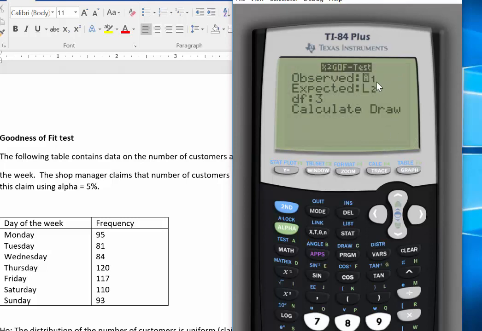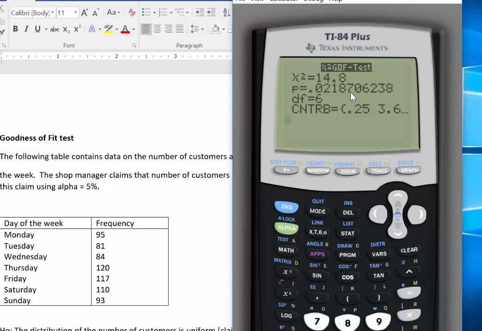Observed by default is in L1, expected in L2, which I have them in L1, L2. Now degrees of freedom, I said it's number of categories minus 1. I have 7 days, minus 1 will be what? 6. And now watch how easy it is. Calculate. Test statistic is 14.8. And the p-value, do you notice the p-value, guys? It's 0.02187, which is less than 5%, so we reject H0.